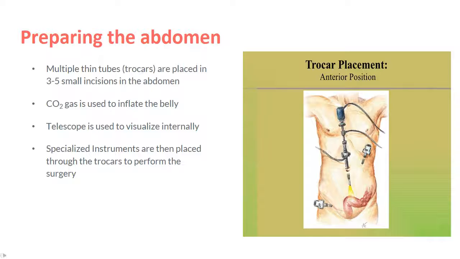To prepare the abdomen for surgery, multiple thin tubes known as trocars are placed in 3 to 5 small incisions in the abdomen. Carbon dioxide gas is then used to inflate the patient's abdomen. A telescope is then placed through one of the incisions in order to visualize the area inside. Specialized instruments are then placed through the trocars in order to perform the surgery.